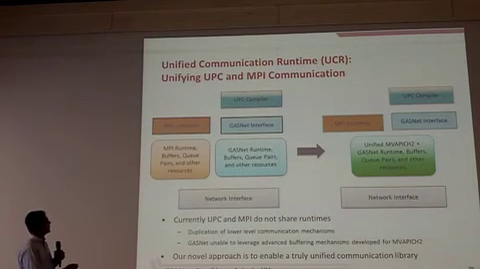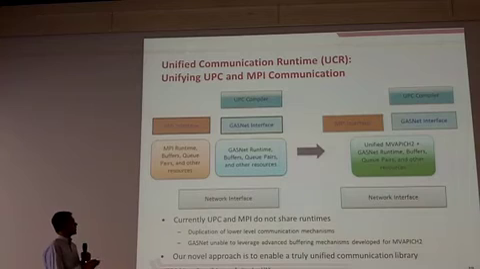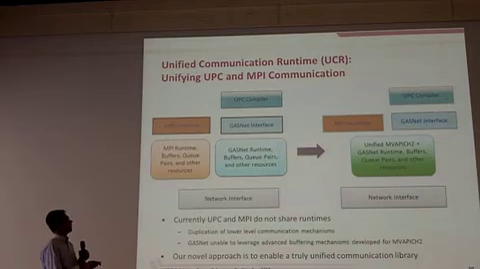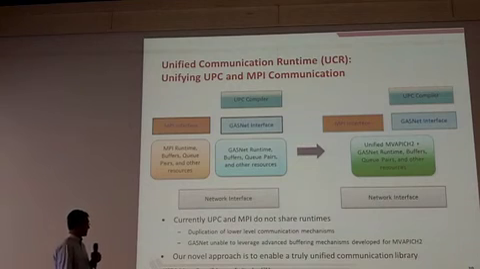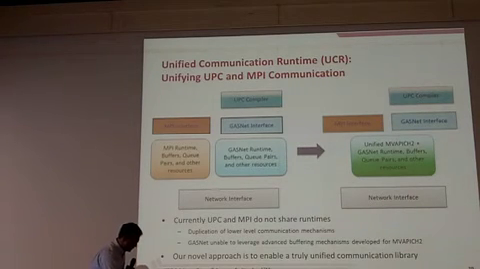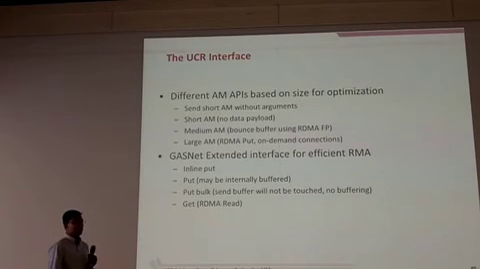Over here we have seen that if you have MPI, then you have the MPI runtime, buffers, queues, and so on. And then you have the UPC compiler, you have the GasNet interface, and then you have the GasNet runtime, and so on. But finally, they're talking to the same network interface. So we have a unified MVAPICH2-GasNet runtime. Everything is completely unified, and both of these, the UPC compiler, GasNet, and MPI, can just run on top of the same interface.